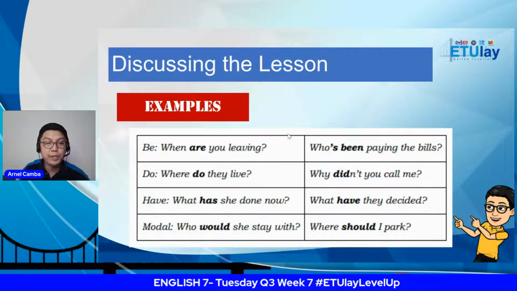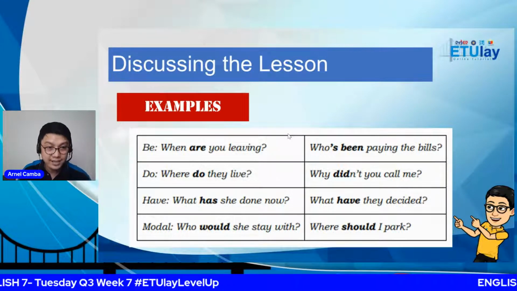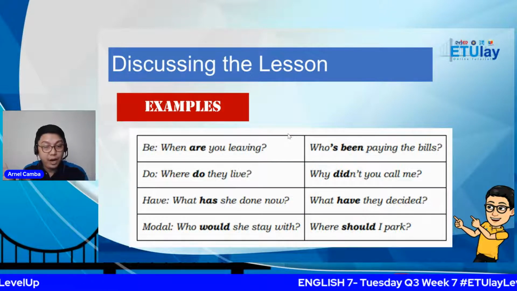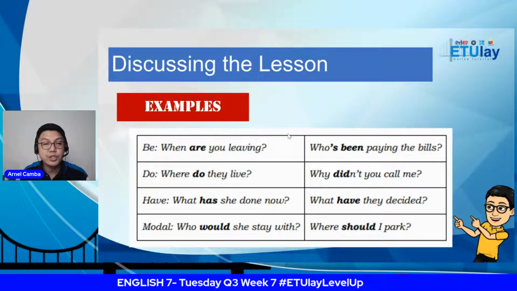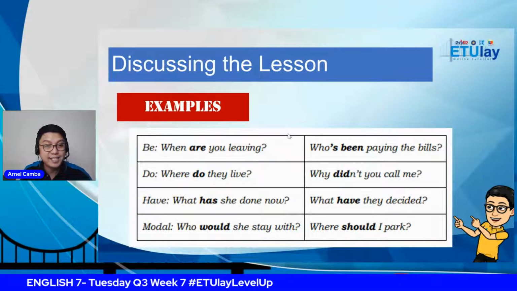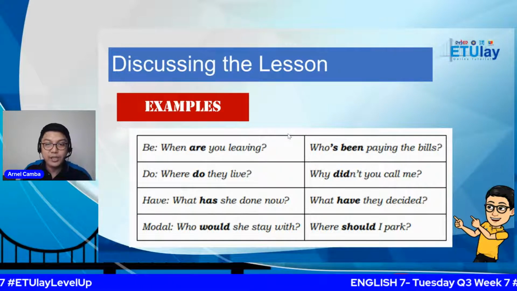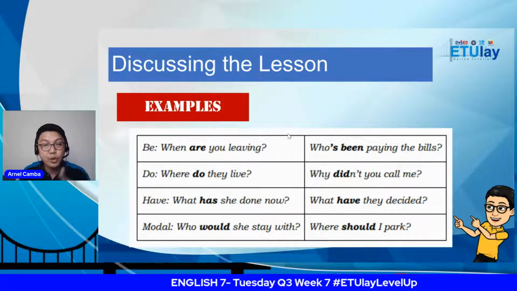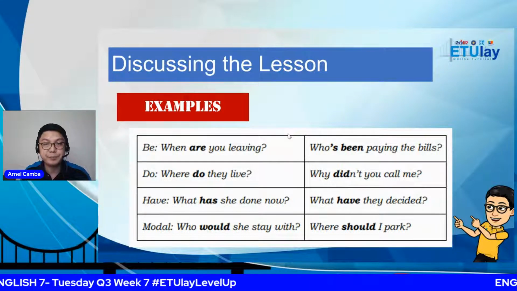Okay, so for WH questions that use be verbs, we have when, that's the WH question, followed by a be verb: when are you leaving? That's an example of a WH question that asks about time. Others would be: who's been paying the bills? Who's been, shortened, who has been paying the bills.